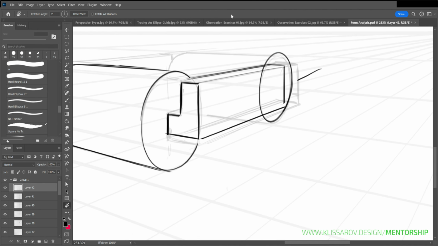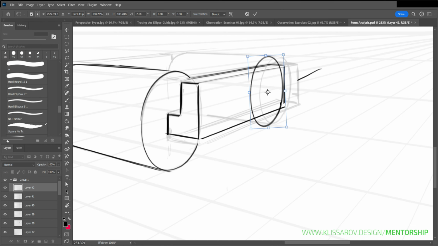And this should be more like that. This ellipse should also be a little bit more like that and a little bit more inwards, right? That's what we said earlier.